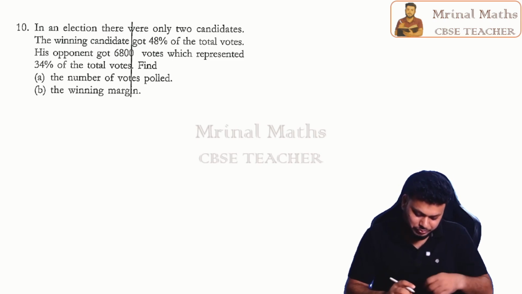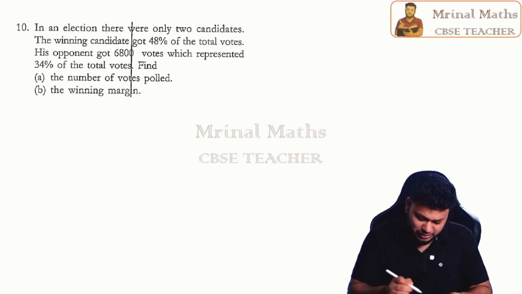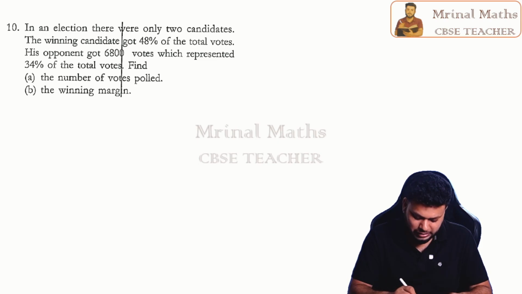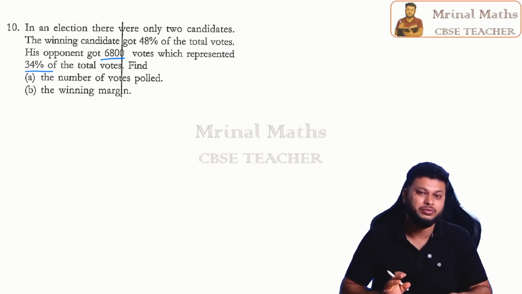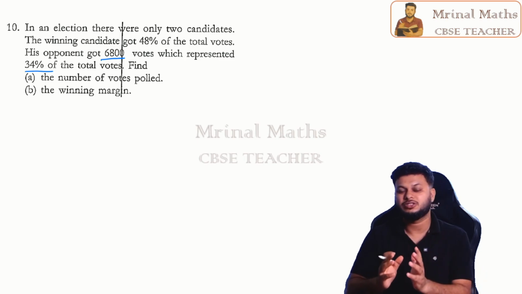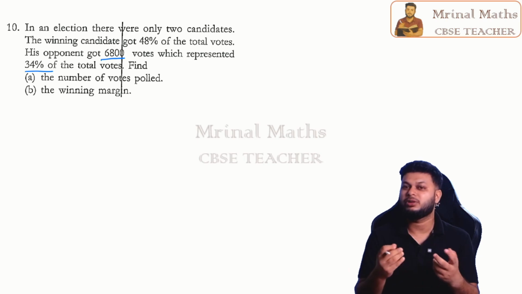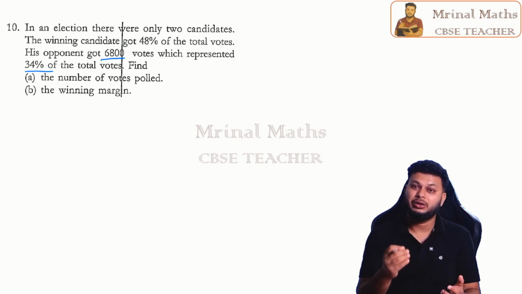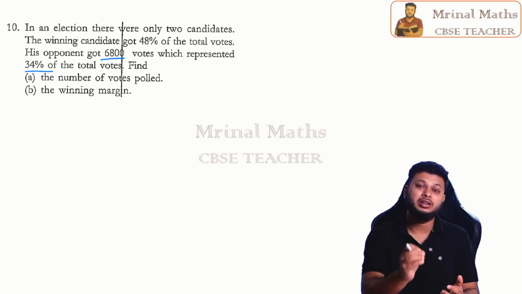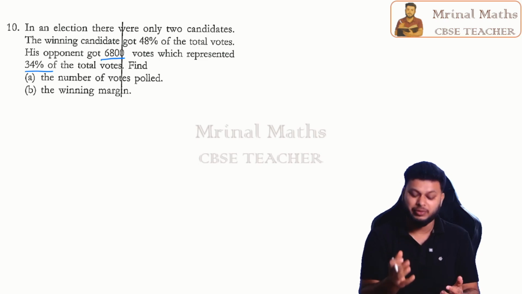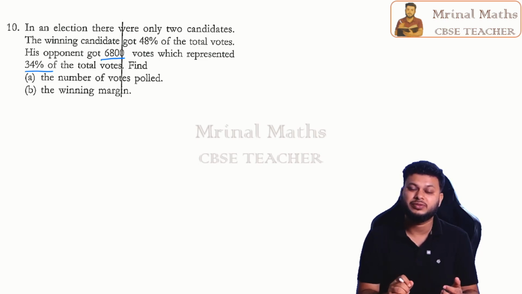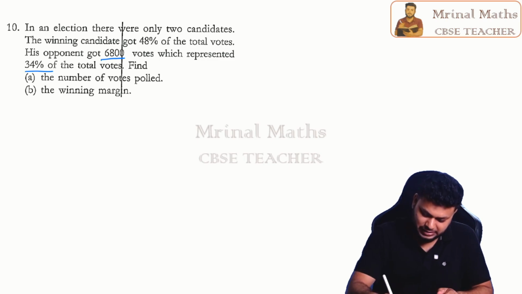The question says his opponent, in the sense the one who lost, got a total of 6,800 votes, and his percentage is also given as 34%. So his percentage is known, his number of votes is also known. So I can consider the total number of votes to be X. He got 34% of X, which equals his vote count. So it's very easy. Let's write it down.